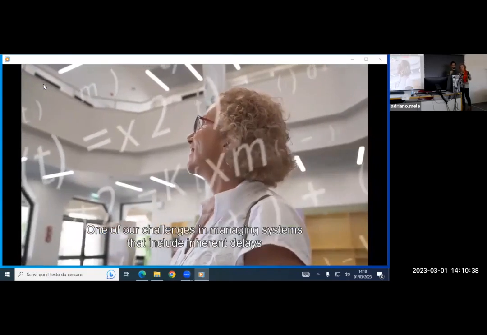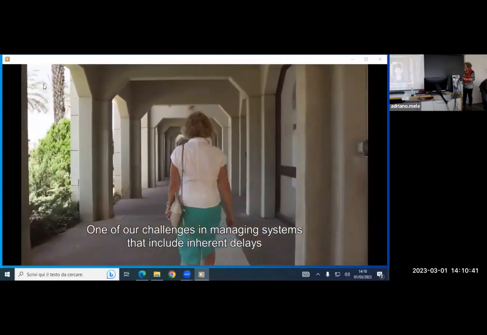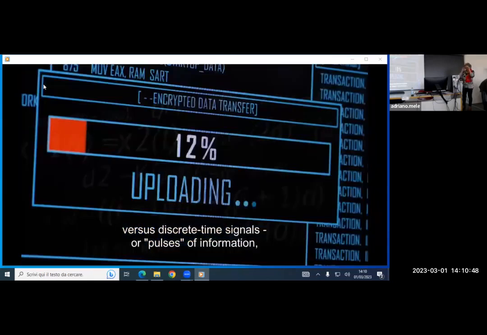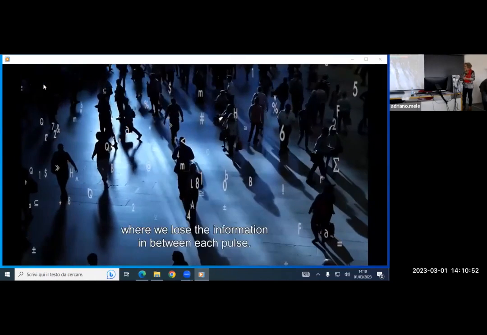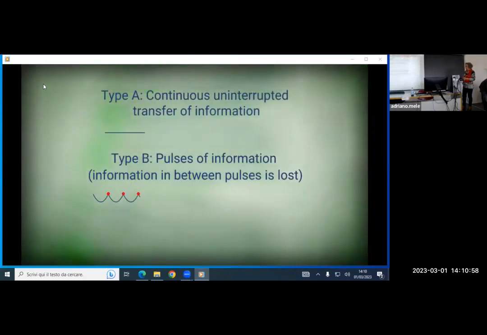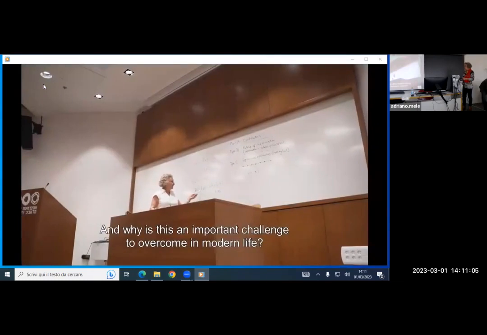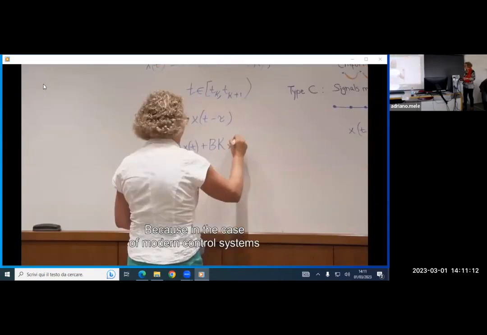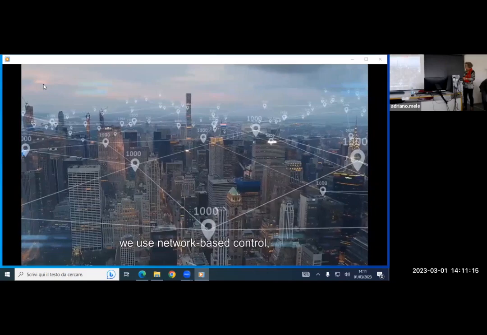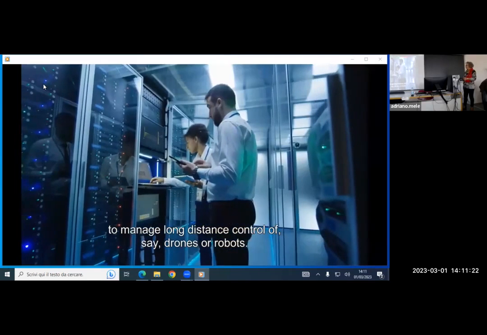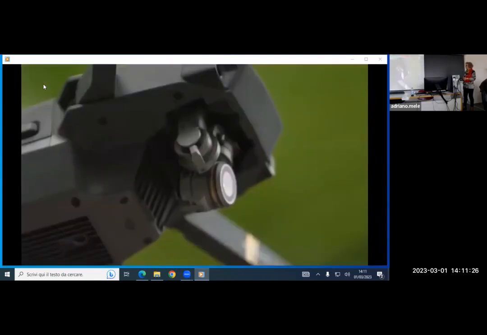One of our challenges in managing systems that include inherent delays is the gap between the continuous flow of information or communication versus discrete time signals or pulses of information, where we lose the information in between each pulse. Why is this an important challenge to overcome in modern life? Because in the case of modern control systems, we use network-based control, where signals are transmitted through a communication network to manage long-distance control of, say, drones or robots.